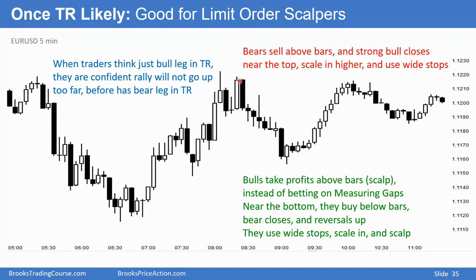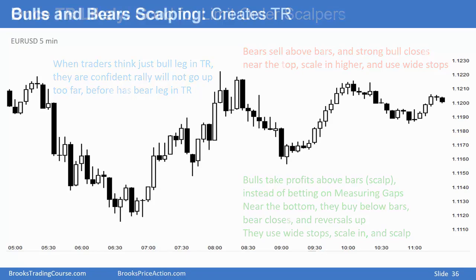When the bears see a strong bull close near the top of the range, they sell it, betting that the bulls will not get consecutive big bull trend bars. When bulls see a strong bear bar fairly far down in the range, they buy it, betting that the bears will not get a successful breakout and a measured move down. They'll bet that this gap will become an exhaustion gap and that there'll be a profitable scalp on the way up.